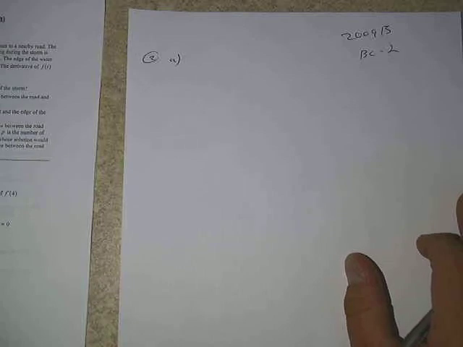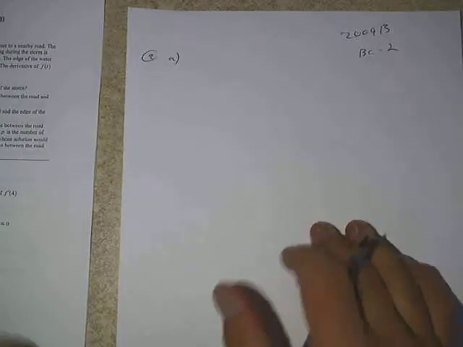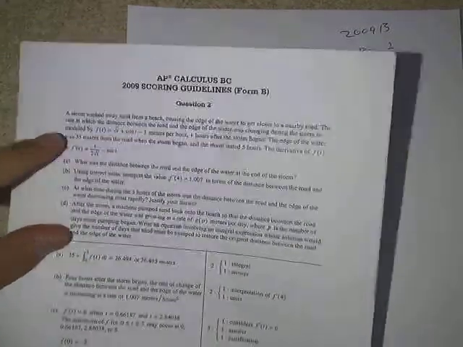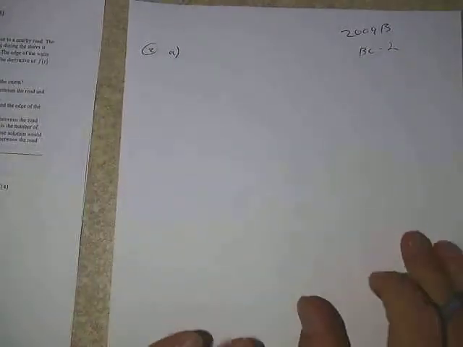they gave us the derivative again conveniently, even though that was probably an easy derivative to find, but feeling generous, giving us the derivative, time saver, I guess. All right, so in part A here, it says, what was the distance between the road and the edge of the water at the end of the storm?